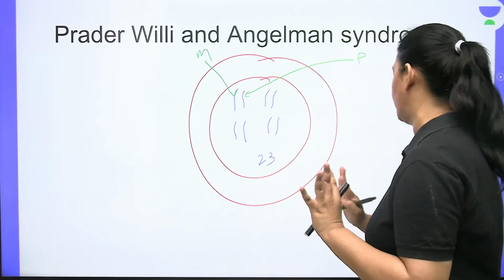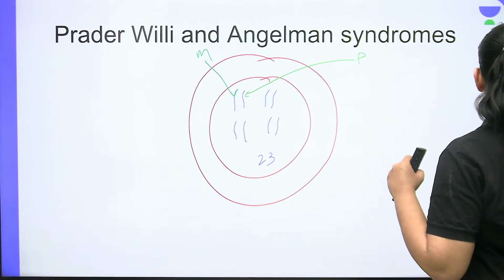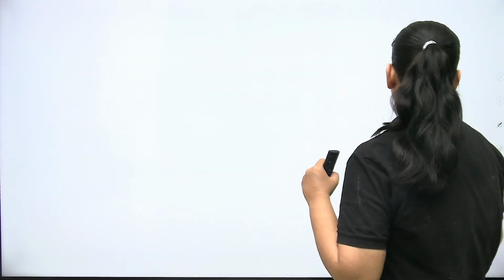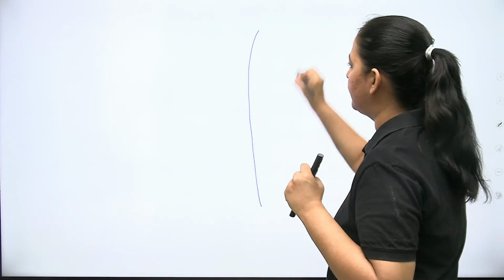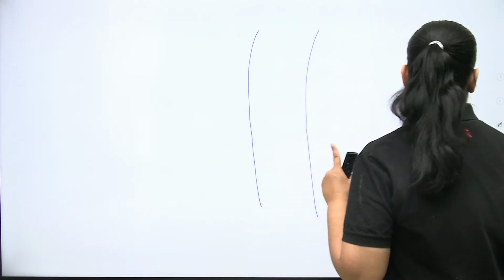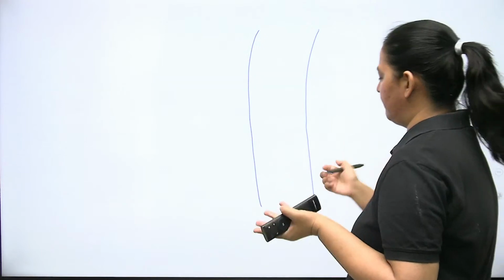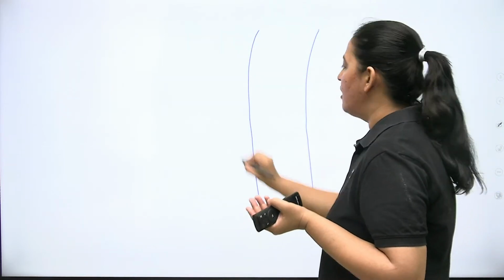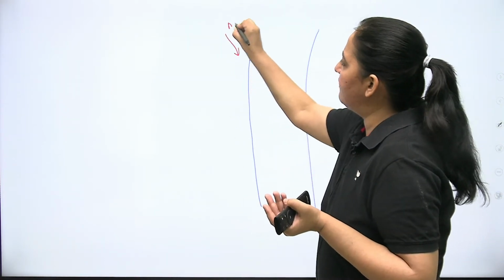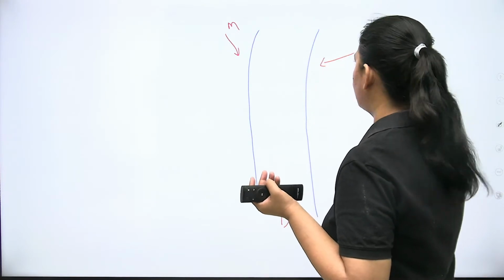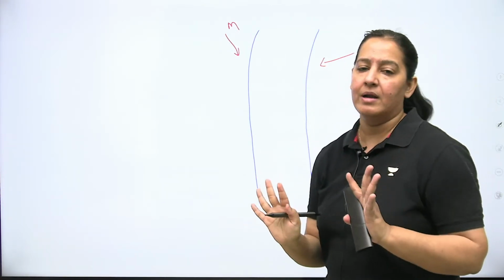Yes, you know that. Now I am interested in pair number 15 only. So I am drawing pair number 15. I am not interested in all. So this is pair number 15. In pair number 15, what are you expecting? Here you will say, ma'am, in pair number 15 also, one should be from the mother and one from the father. Yes, one paternal, one maternal. So this is normal.